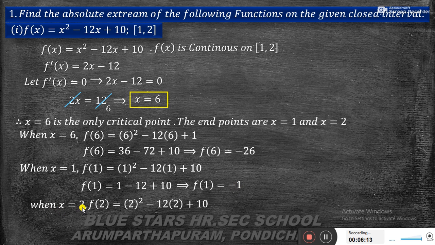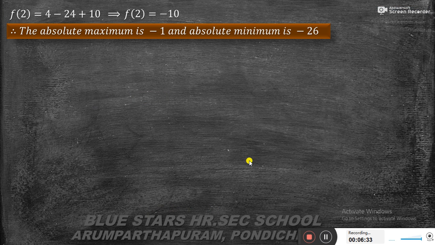Next, I substitute the second end point x equal to 2 in the function. f of 2 equal to 2 square minus 12 into 2 plus 10. So 2 square is 4, minus 12 into 2 is 24, plus 10. So f of 2 equal to 4 minus 24 plus 10, 14 minus 24, which is minus 10.